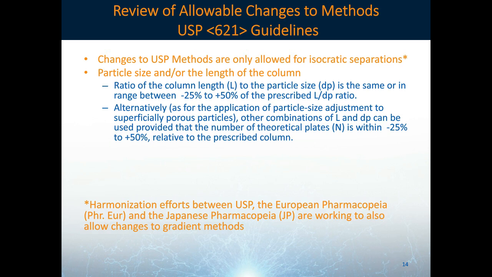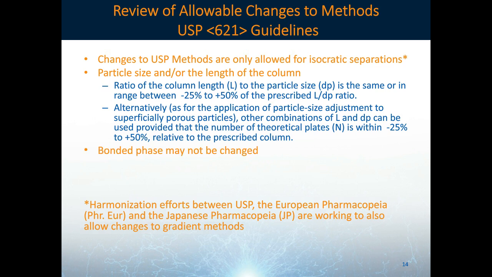So right now we're only able to change isocratic methods, and for considering particle size and/or the length of the column, the ratio of the column length to the particle size, dP, is the same or in the range between -25 to 50% of the prescribed L to dP ratio. Or you could do, for particle size adjustments to superficially porous particles, other combinations of L and dP can be used, provided that the number of theoretical plates is within -25 to 50% relative to the prescribed column.